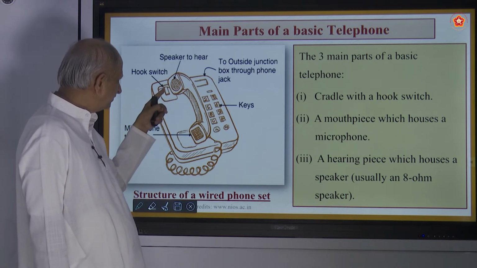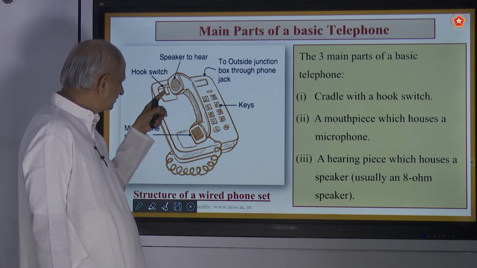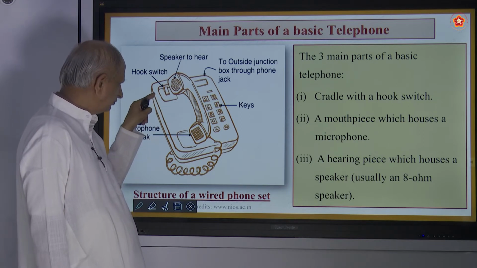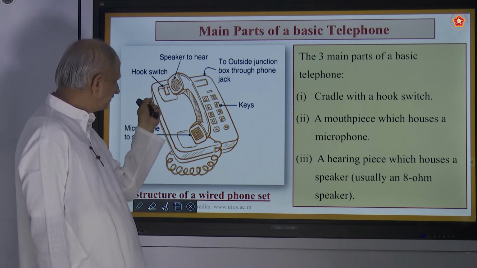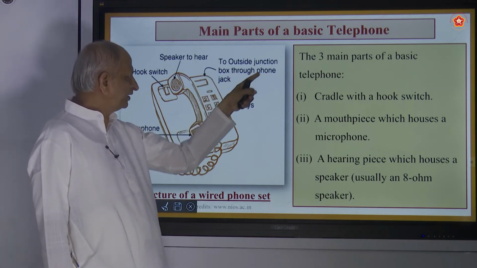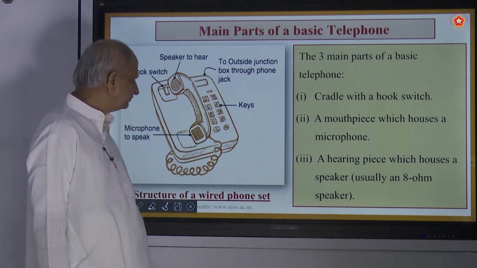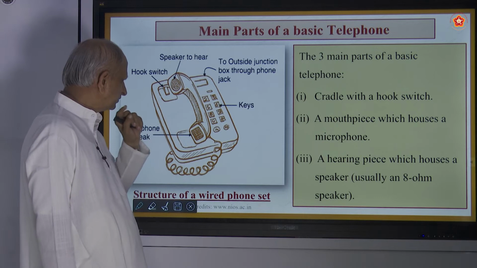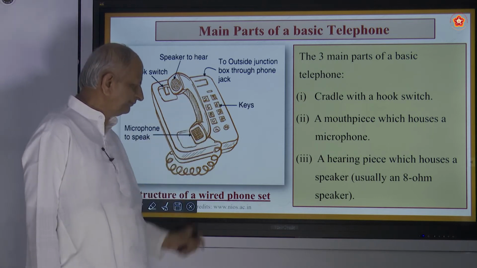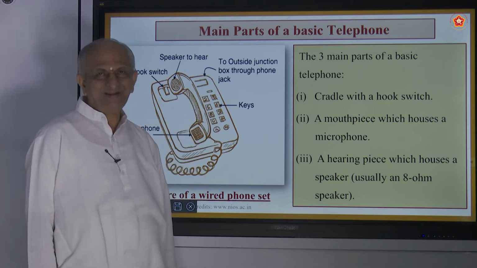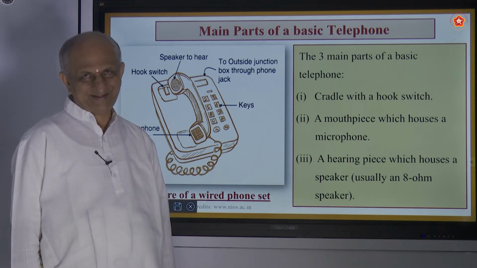When you just keep this handset on that, the hook switch will go down. When you remove it, it comes back to outside the junction box through the phone jack. So this is that connection. These are called keys, where numbers are printed.